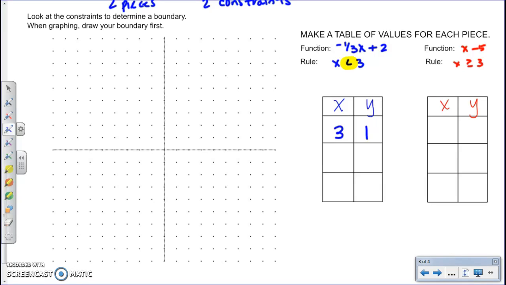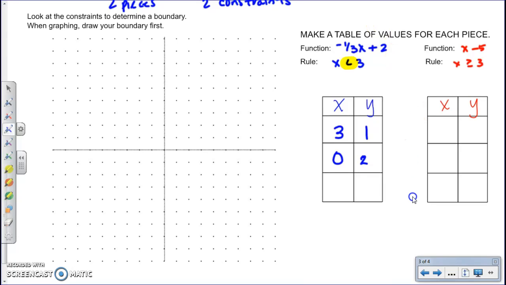Now, continue to choose x values that are less than 3. You could choose 2, 1, 0, -1, -2, -3, -4, whatever you want. It just has to be less than 3. I like to work easy, so I'm going to choose 0. If x is 0 and we substitute it into this piece of our function, we will find that y equals 2.